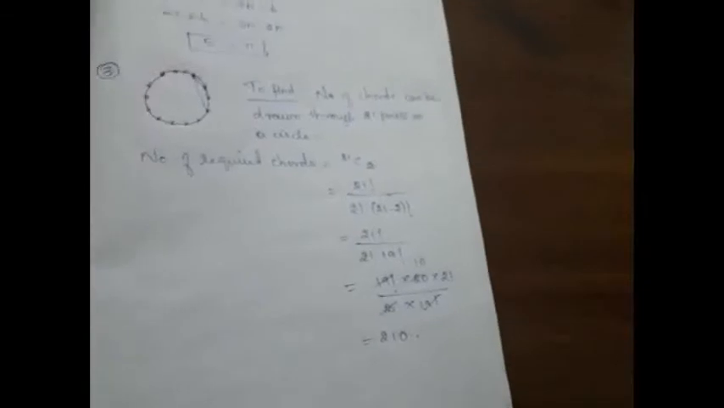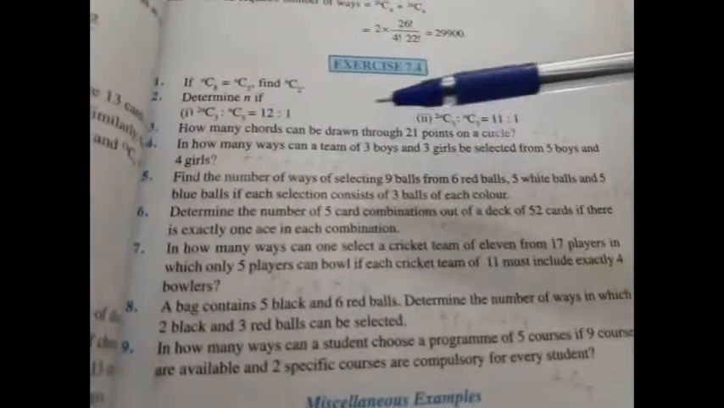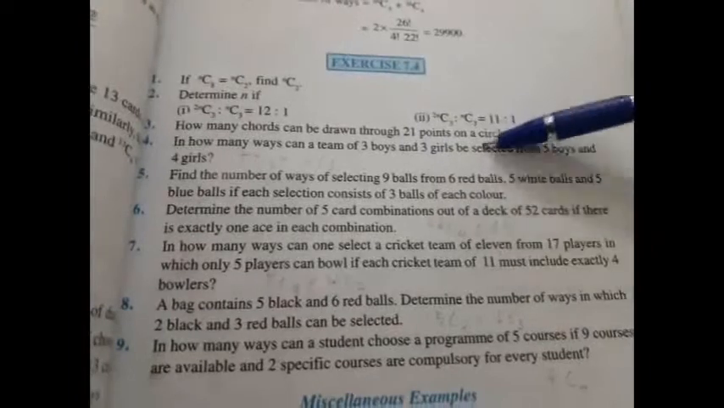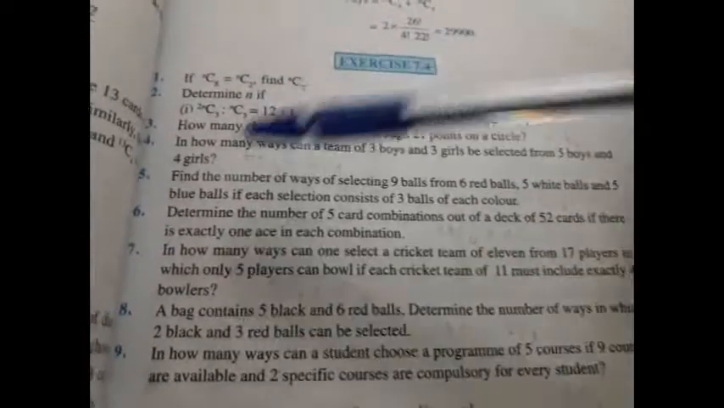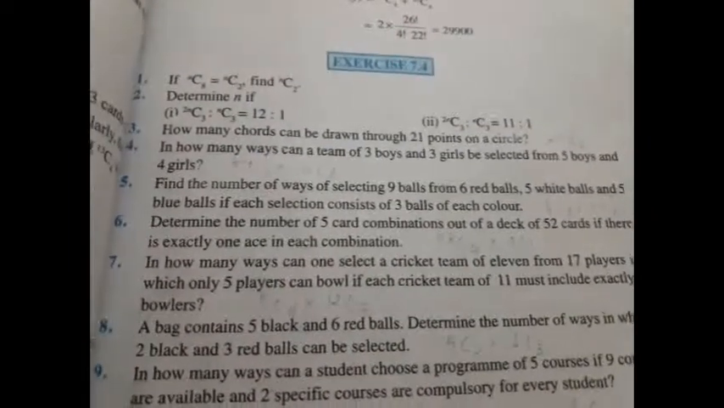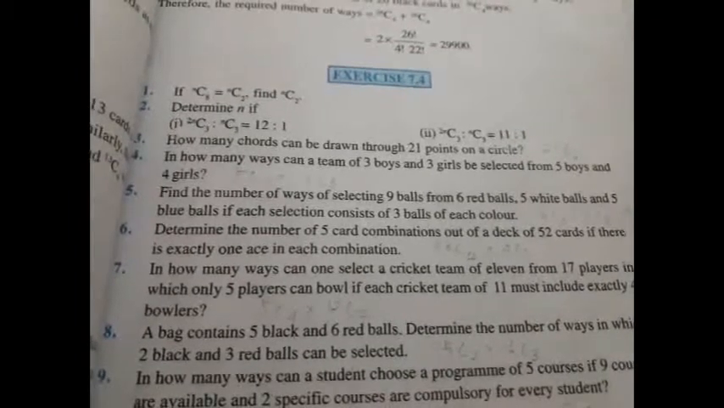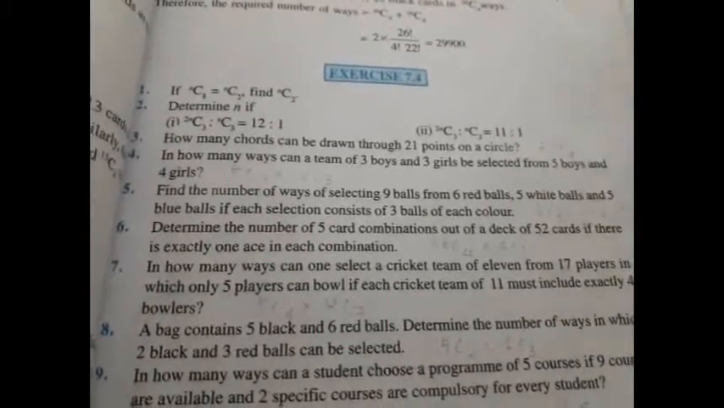Okay. Hope you understood. Let us move on to the next question now. Our next question is, in how many ways can a team of 3 boys and 3 girls be selected from 5 boys and 4 girls? So they need to select a team of 3 boys and 3 girls from 5 boys and 4 girls.